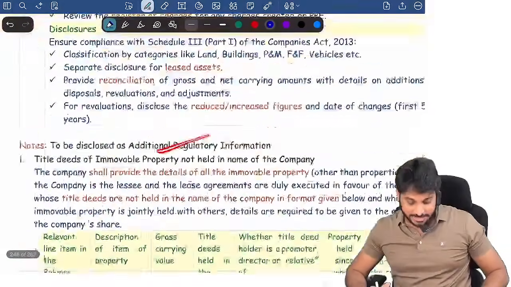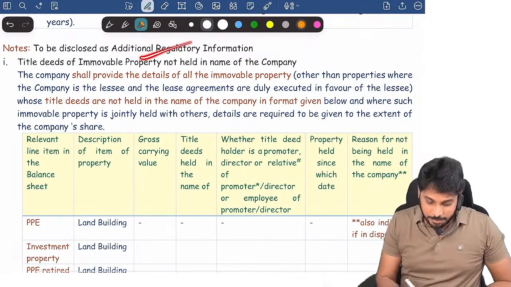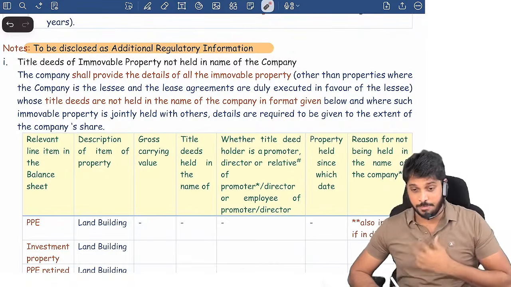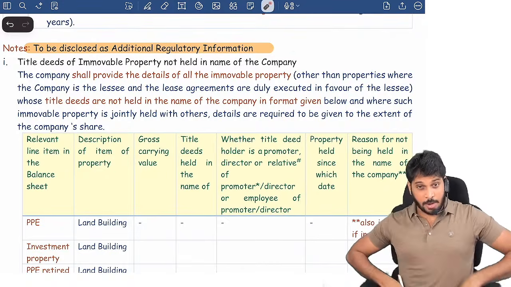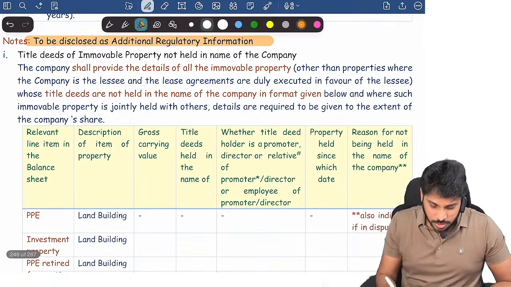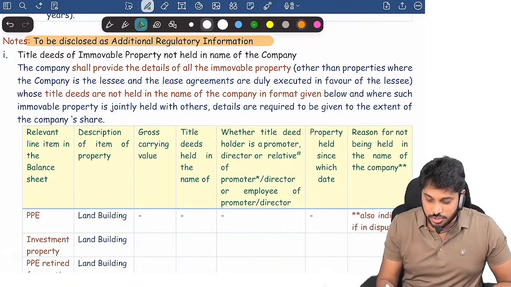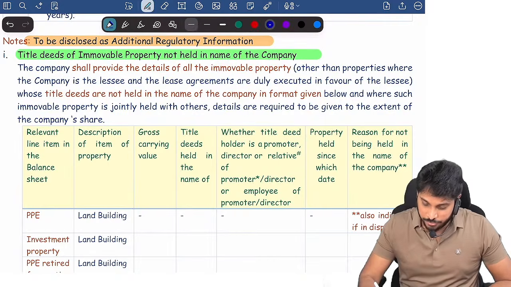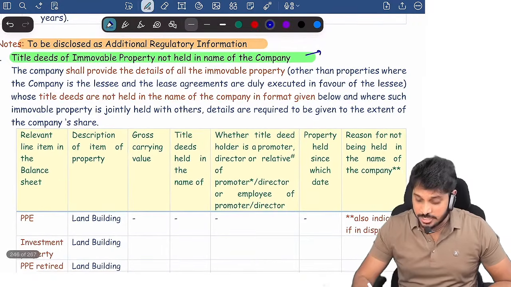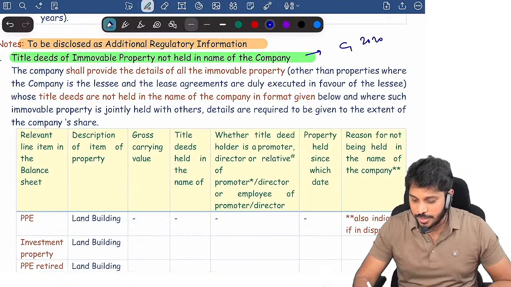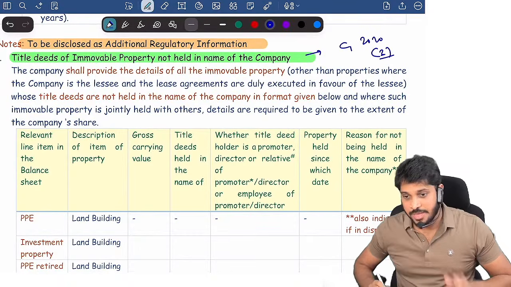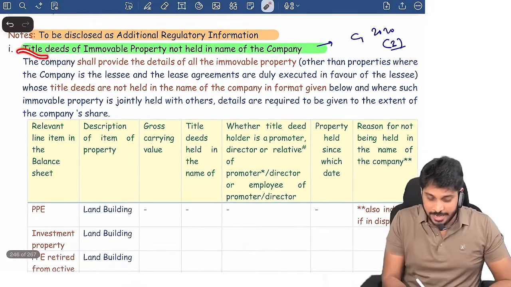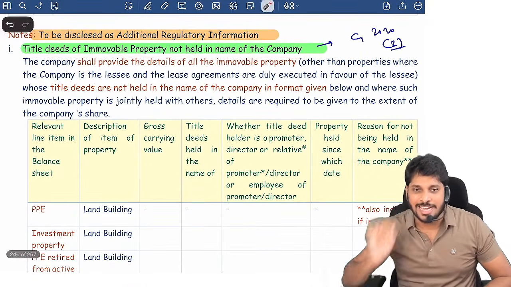I think PPE has ARI. Yes. Under PPE, we need to give some additional disclosures. What we need to disclose? Title deeds of immovable property not held in the name of the company. If you remember, guys, this disclosure is there in clause number 1 of CARO 2020, subclause 3. That is talking about title deeds of immovable properties not held in the name of the company.